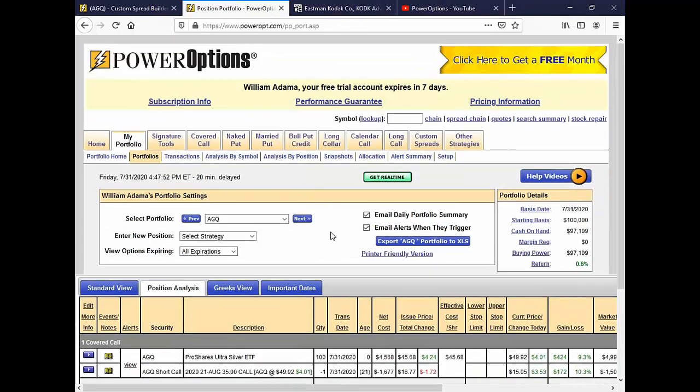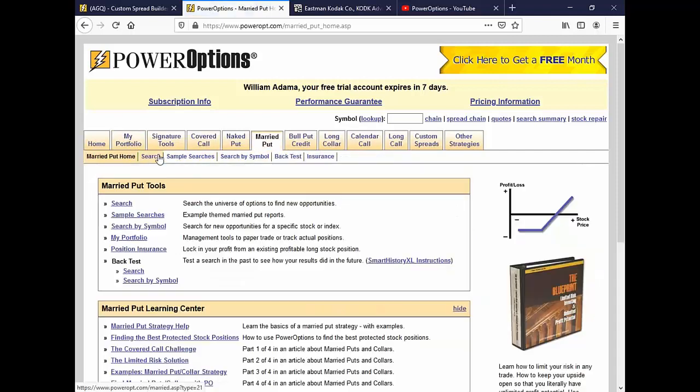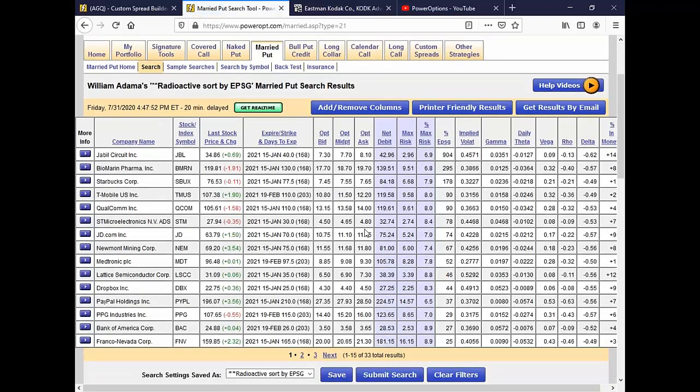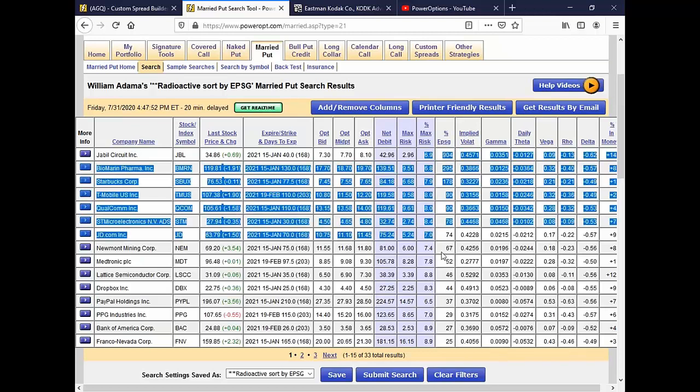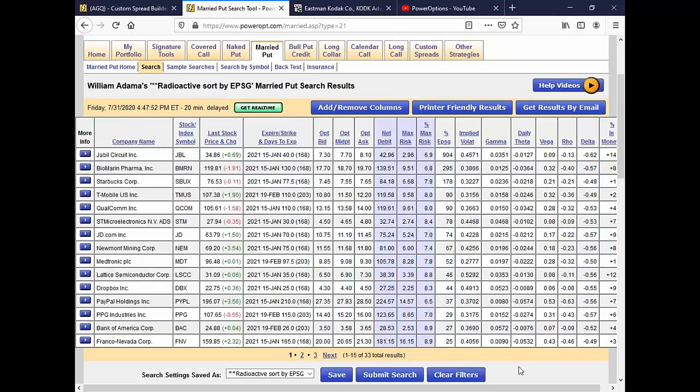What does a 3x ETF do? It means that normally when I look for a structure I'd want on a married put, I'm carrying a 5 to 8% risk on the position. We all know that with the married put structure. That's what I'm looking for with a standard search, what we teach in the blueprint and the radioactive trading techniques and what I do with 50 to 60% of my portfolio. We see the range here of 6 to 7% risks for a controlled risk.